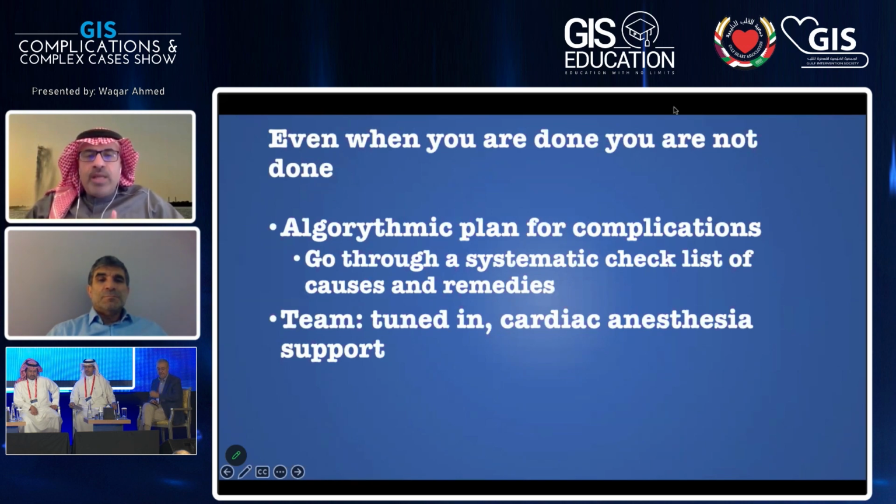An algorithmic plan for complications, and you have to go through a systemic checklist for causes and remedies. Your team has to be tuned in. I have seen other hospitals where team members, I'll show you my phone, while there is a complex PCI going on, the radiographer is watching YouTube on his phone. So the team members have to be focused in. You have to have support of cardiac anesthesia or critical care, ICU. You cannot have a cath lab in the outpatient department and the cardiac CCU and anesthesia in another building. So those things are important.